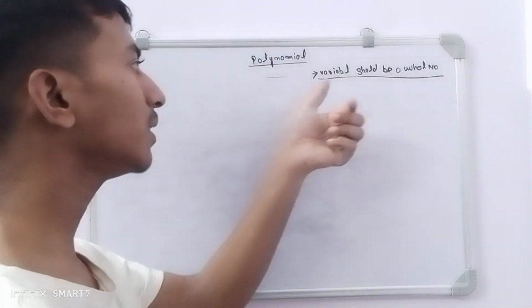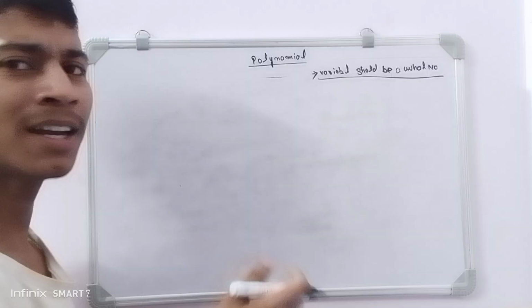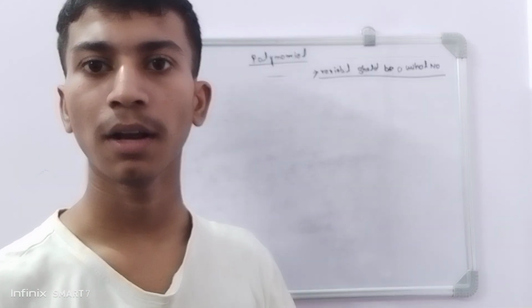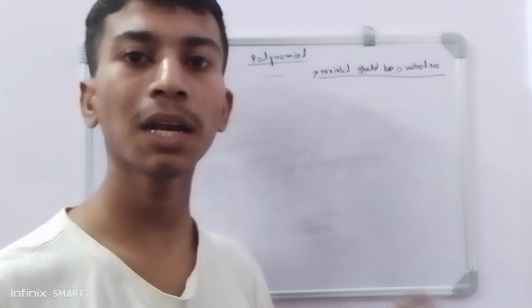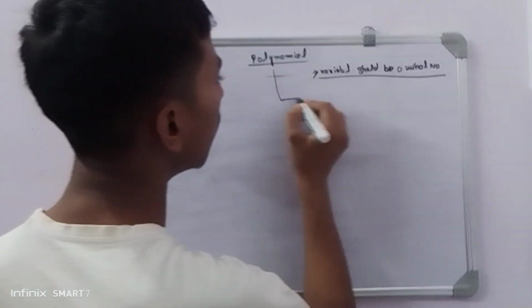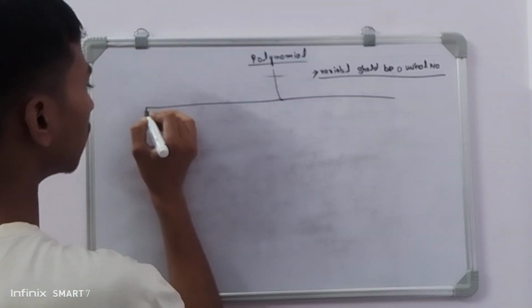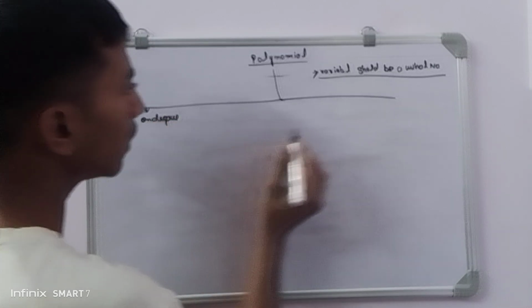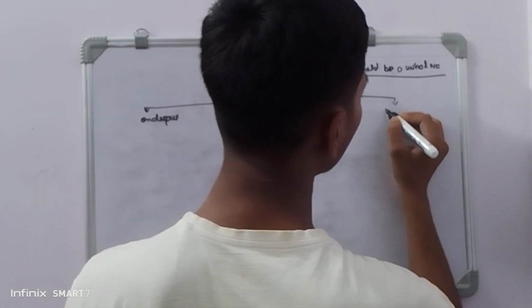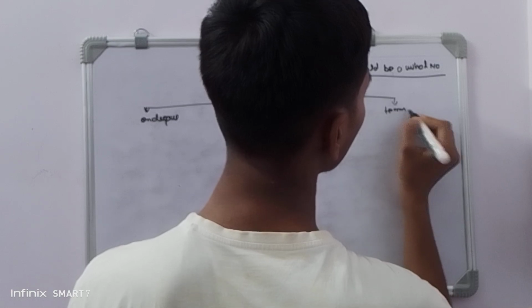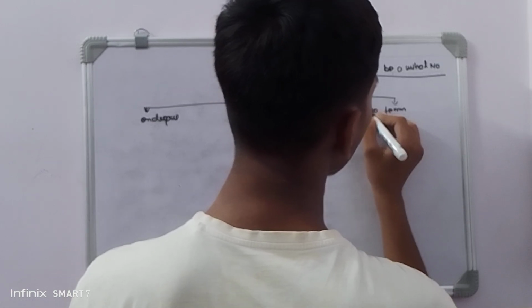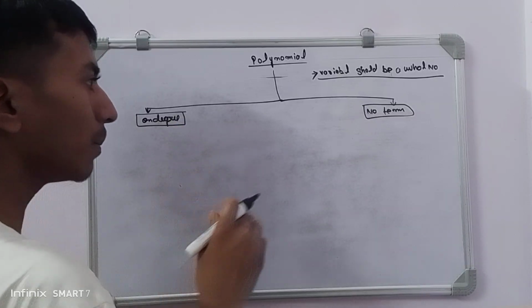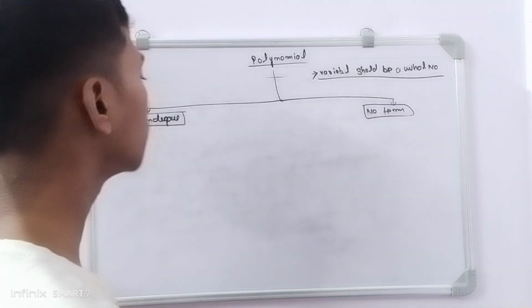So this is the main thing which we have studied. And another thing which I am going to teach you is the types of polynomial. Polynomials are mainly categorized in two forms: on the basis of degree, that means the power, or on the basis of number of terms. On the basis of number of terms and on the basis of degree, we get different types of polynomial.